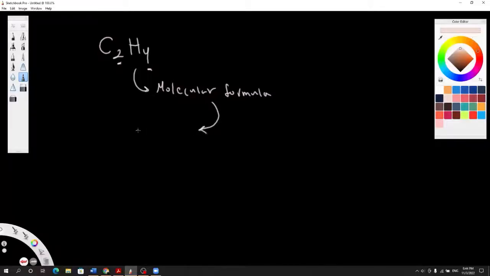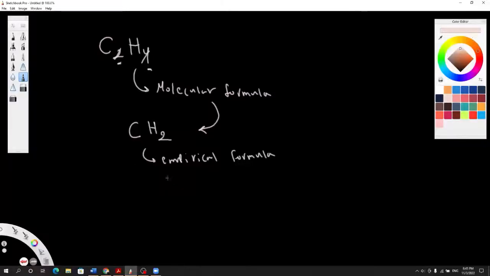Now, if we want to get the empirical formula from this compound, we need to get the simplest whole ratio between these 2 numbers. So the ratio will be 1:2, so that's CH2. Okay, just divided here by 2 and here by 2. Now this is the empirical formula. It shows us the simplest whole ratio of the compound.